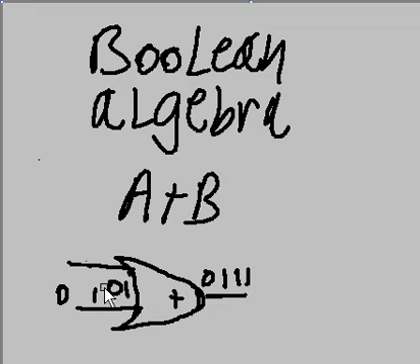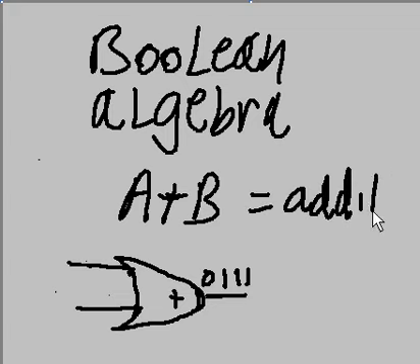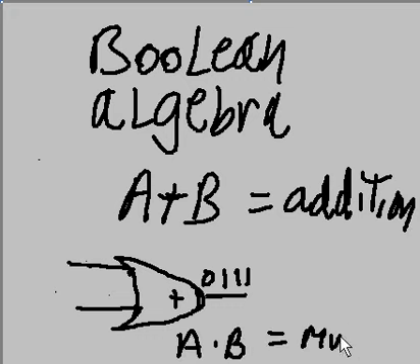That's your Boolean algebra for ORs and ANDs. Although sometimes, because of the symbols, they'll call this Boolean addition, they'll call this Boolean addition. And if it's ANDs, they call it Boolean multiplication.